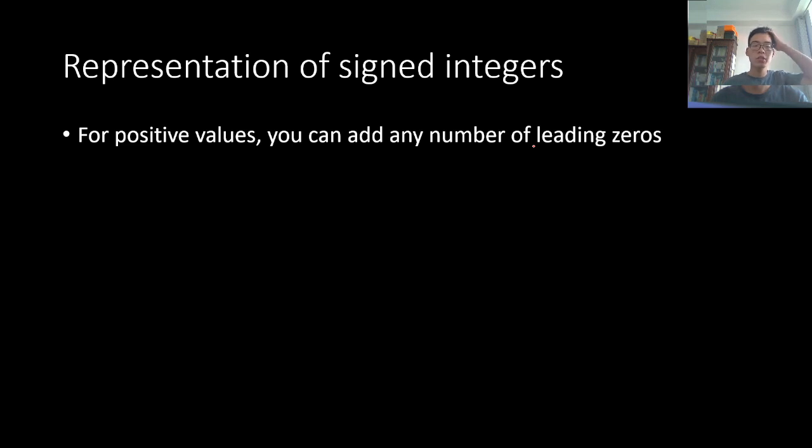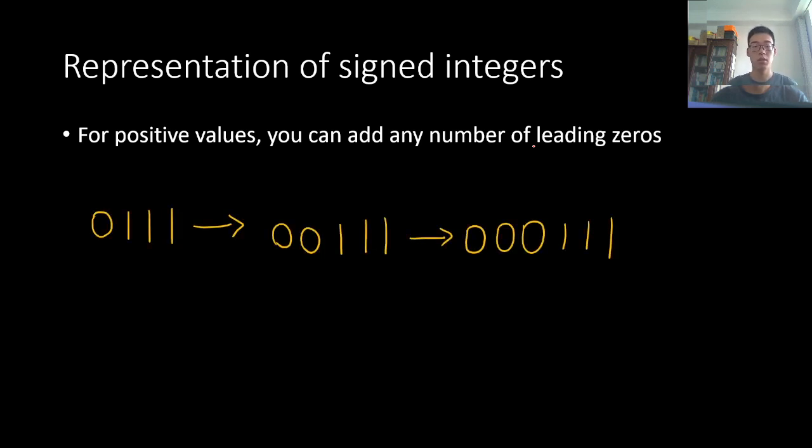So is there any other property of the 2's complement? Well, there is one that you can get by instinct. For positive values, you can add any number of leading zeros. For example, 0111, if we add one more 0, 00111, or 000111, it doesn't really affect anything. You can add as many zeros as you want to a positive number.